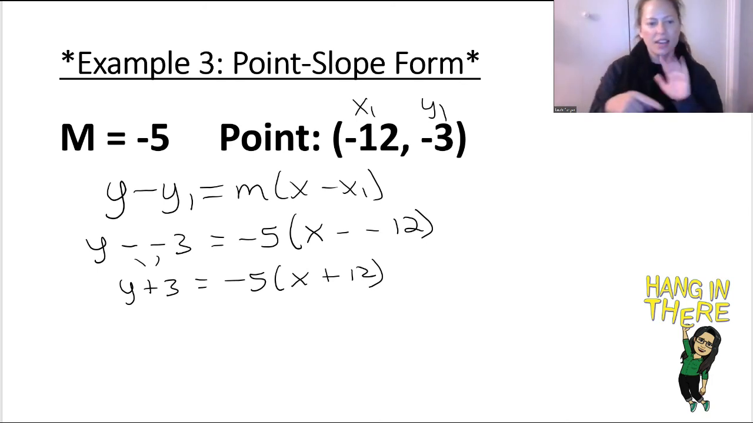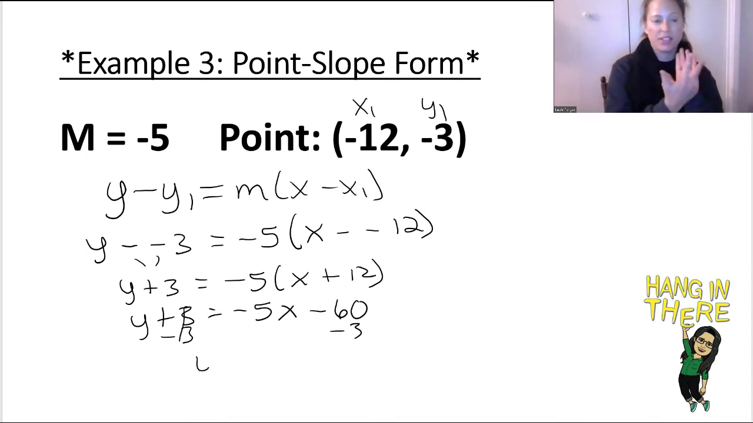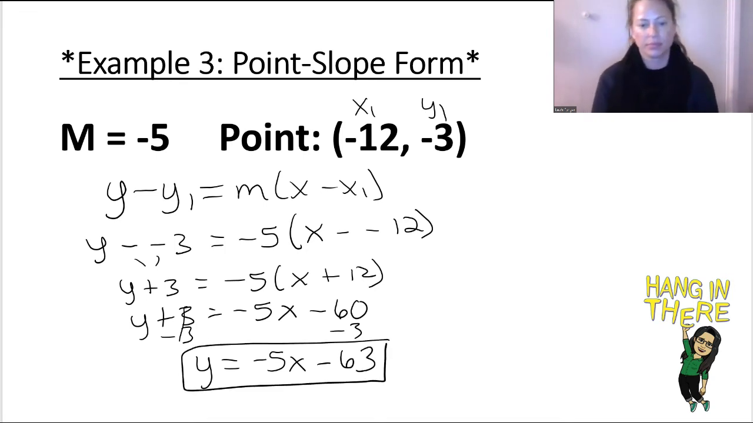You do the distributive property, and as you can see, I'm doing one step at a time so I don't get lost in my work. Negative 5x, and negative 5 times positive 12 makes negative 60. Minus 3 on both sides. y equals negative 5x minus 63. Hopefully you got that one.